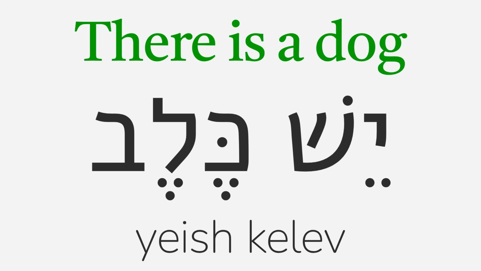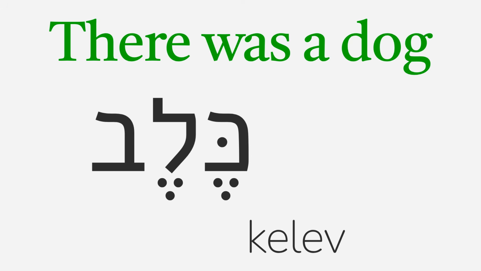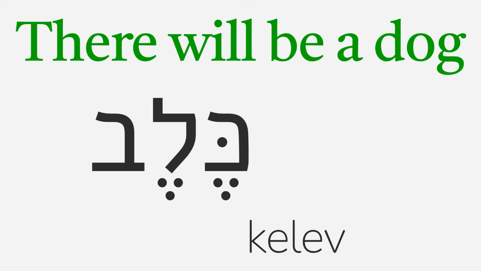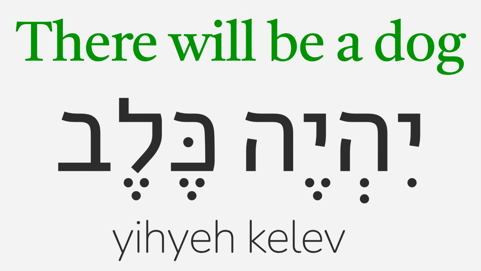For example, to say there is a dog, we say yesh kelev. But to say there was a dog, we must use a past tense form of the verb lihiot. Kelev is a masculine singular subject, that is a he, so this past tense verb will be haya. Haya kelev. There was a dog. To say there will be a dog, we use the future tense of lihiot to mean there will be. This verb will again be in the hu, he form, which is yihiye. Yihiye kelev. There will be a dog.